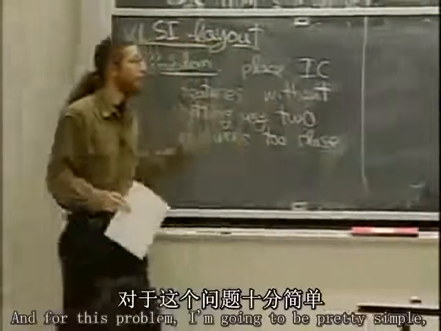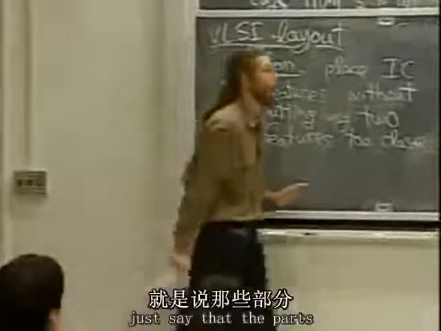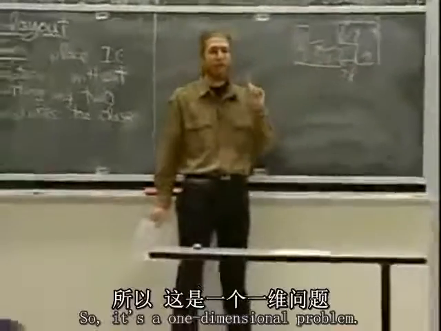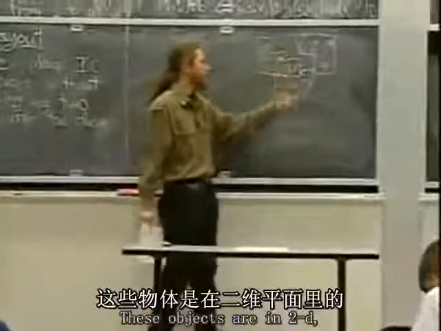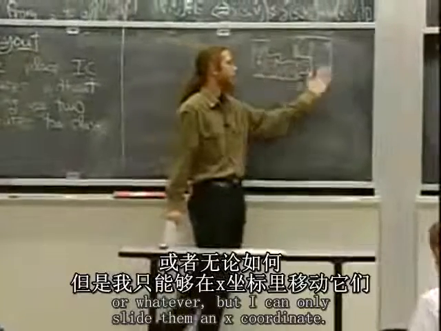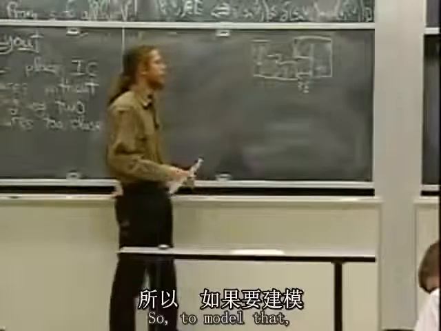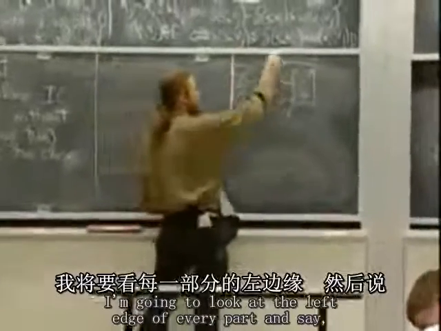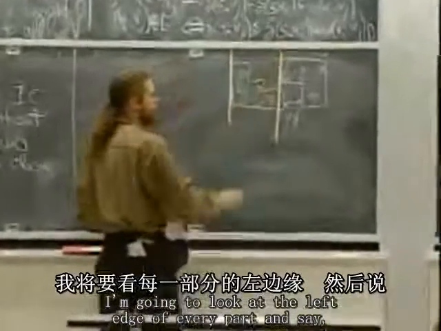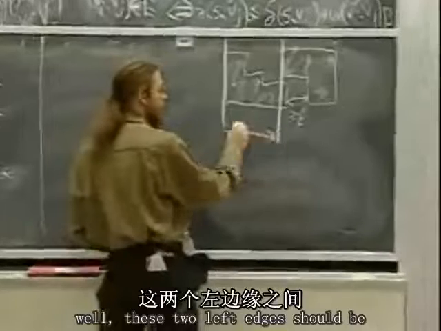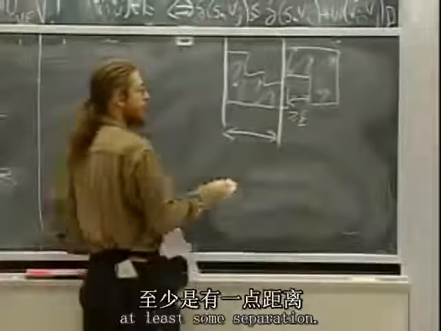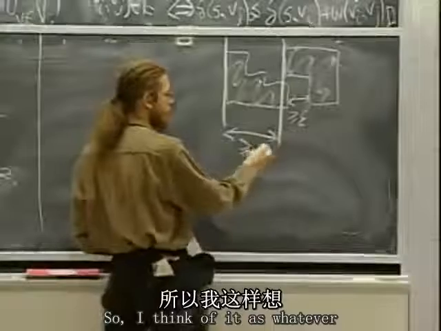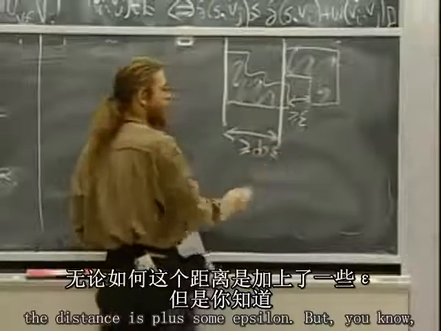And for this problem, I'm going to be pretty simple. Just say that the parts are only allowed to slide horizontally. So it's a one-dimensional problem. These objects are in 2D or whatever, but I can only slide them in x coordinate. So to model that, I'm going to look at the left edge of every part and say, well, these two left edges should be at least some separation, whatever their distance is plus some epsilon.